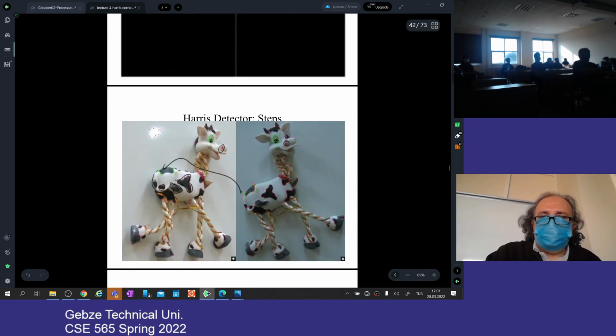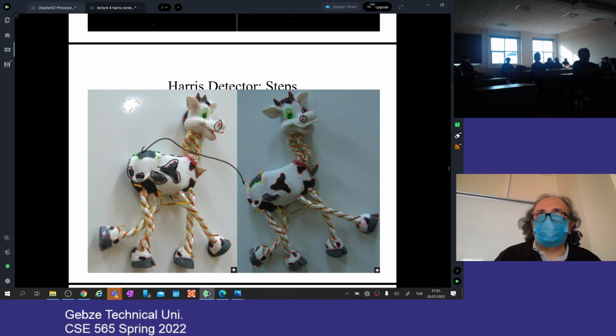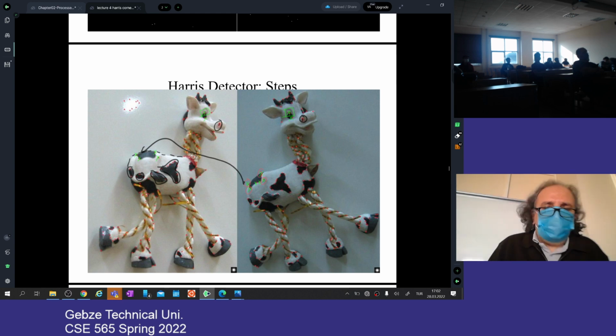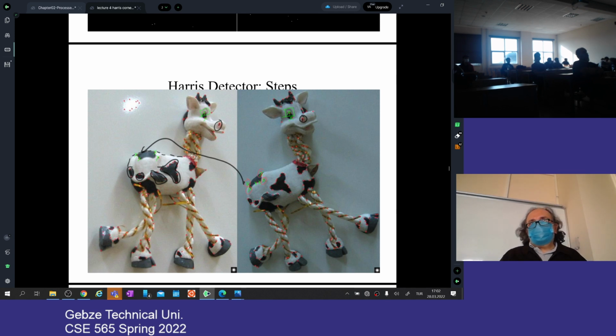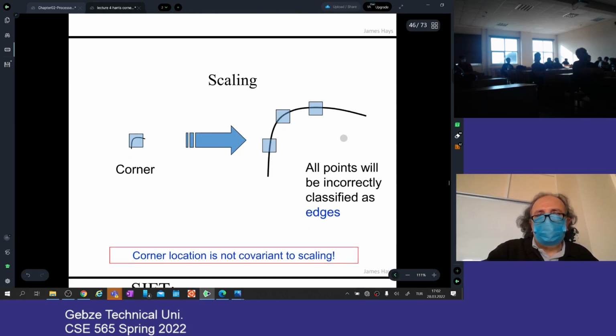It means this: in these two images, the size of the cow is approximately the same. But if I make one of the cows smaller or larger by moving my camera away from the cow or near the cow, then my corner detector will have problems, because corner detection, as you see, runs on a 7x7 window, and you may not see the same thing. So that's a problem: scaling.